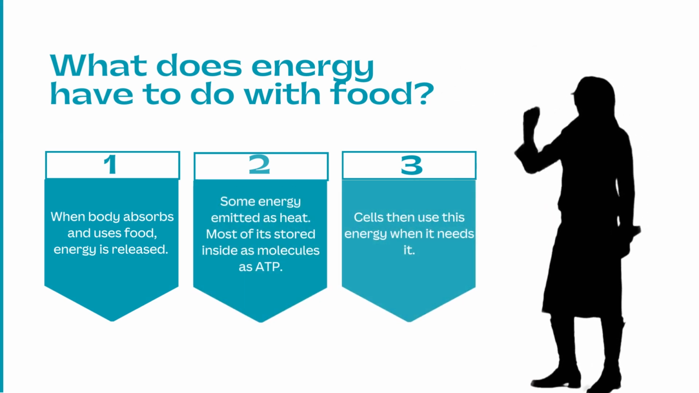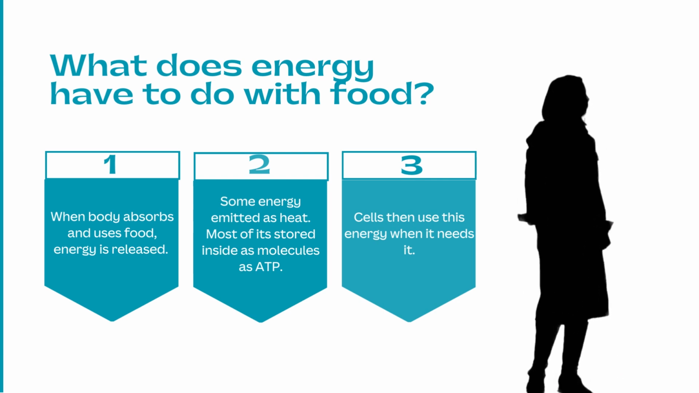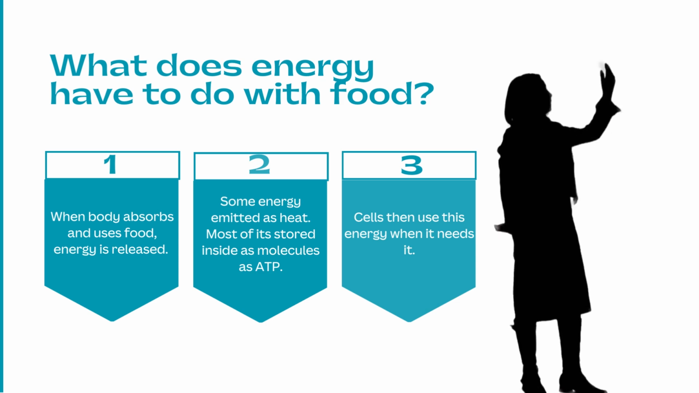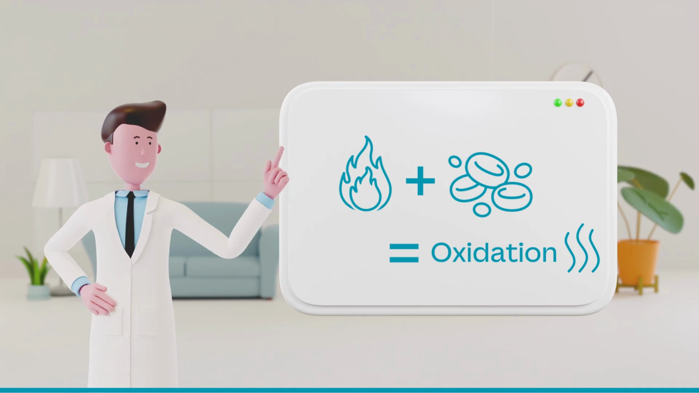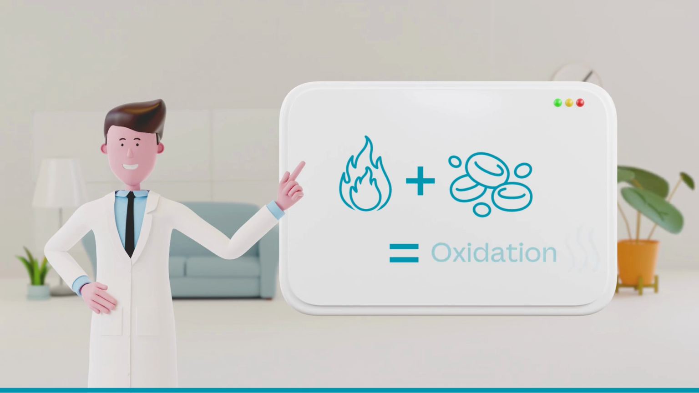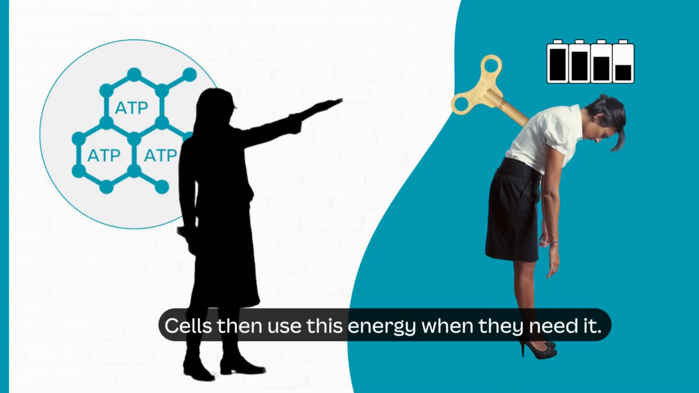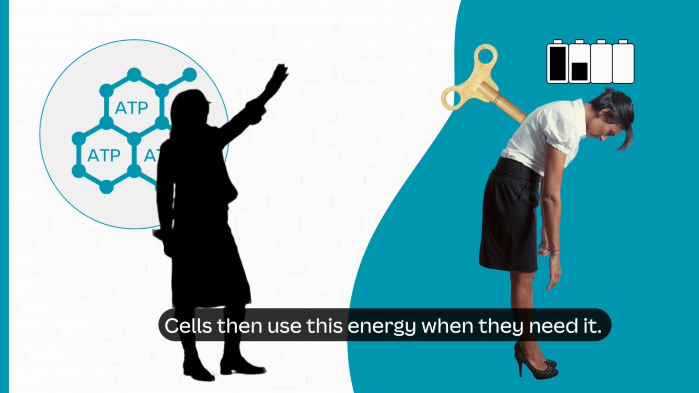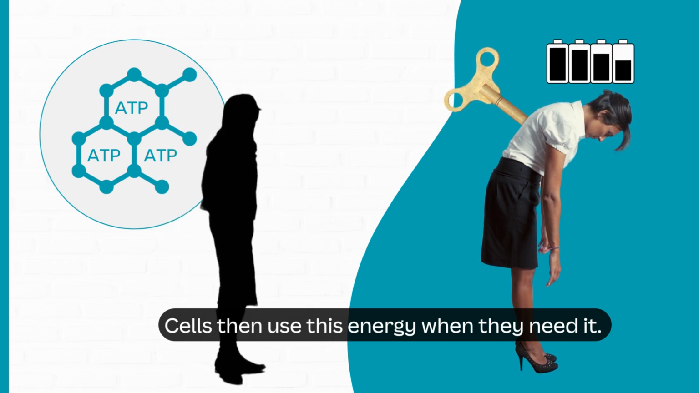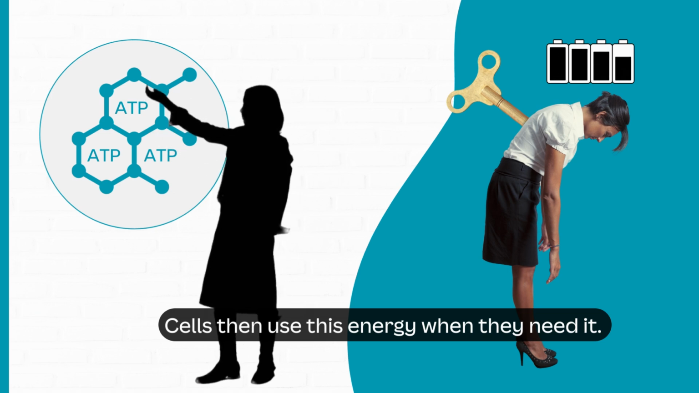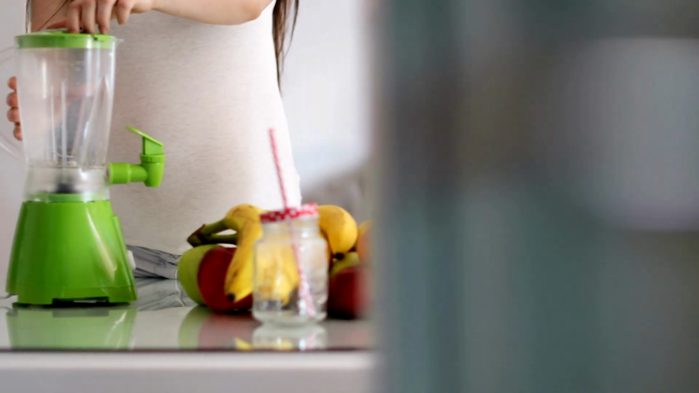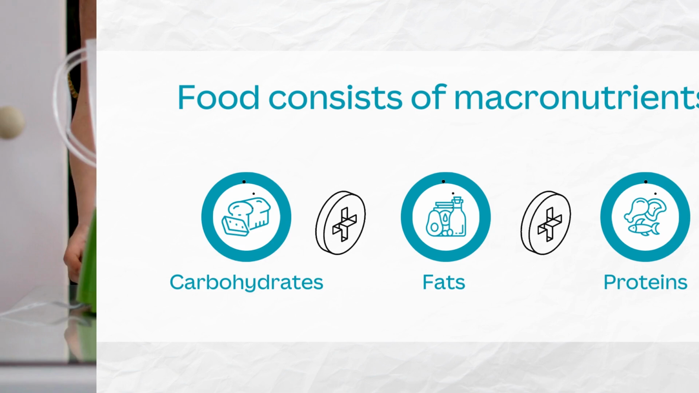Well, when the body absorbs and uses food, energy is released. It's a pretty complicated process, but simply put, you could compare it with burning. When something burns, it combines with oxygen, and this process emits energy released as heat. It's called oxidation. The same thing happens to food in our bodies under normal circumstances, but only some of the energy is emitted as heat. Most of it is stored inside the cells as molecules called ATP. Cells then use this energy when they need it.